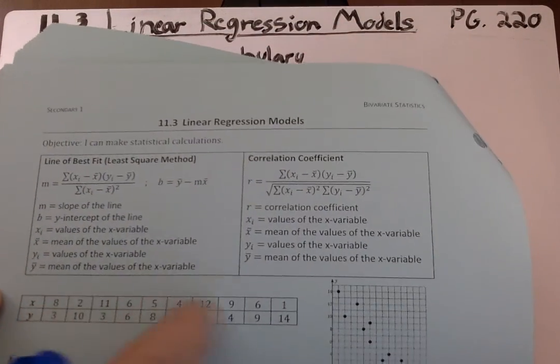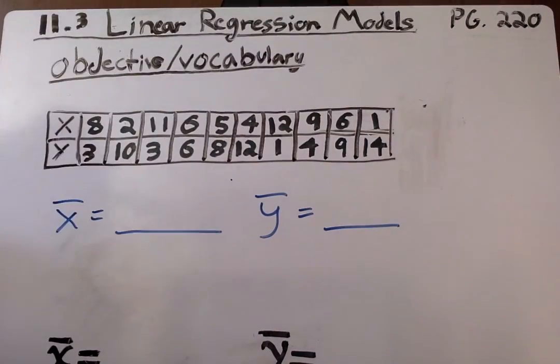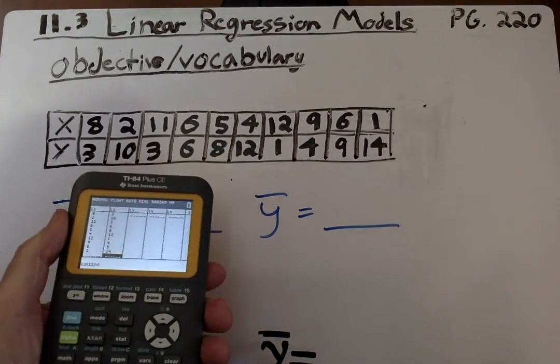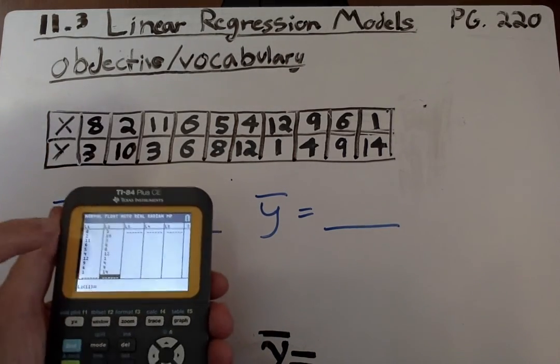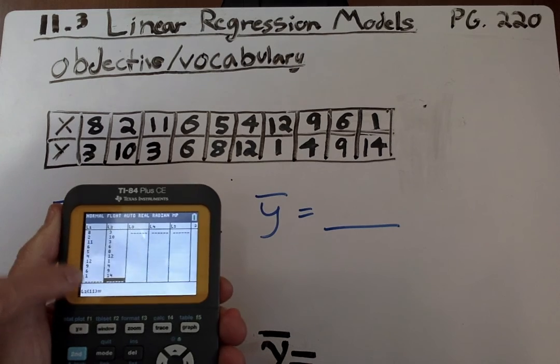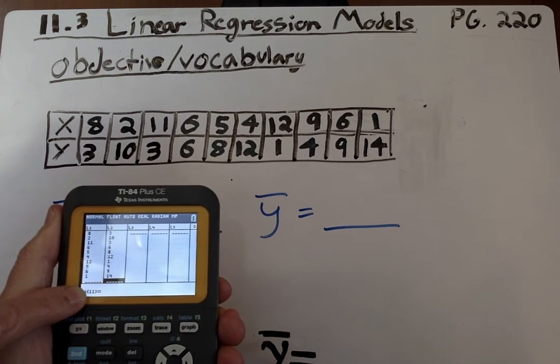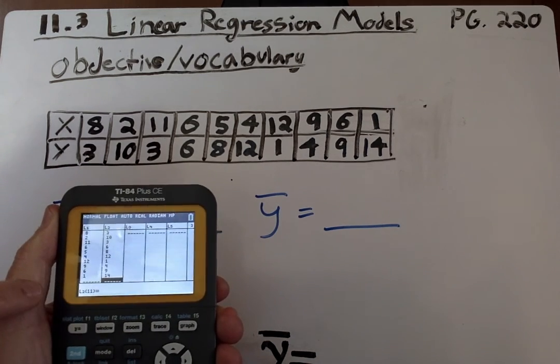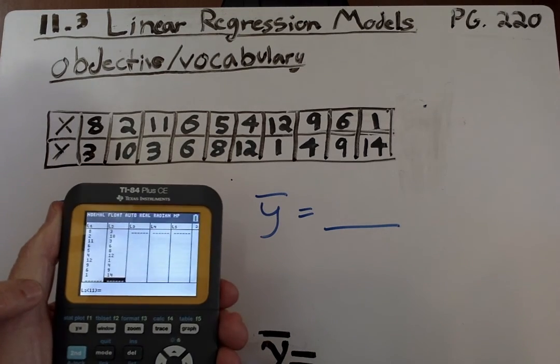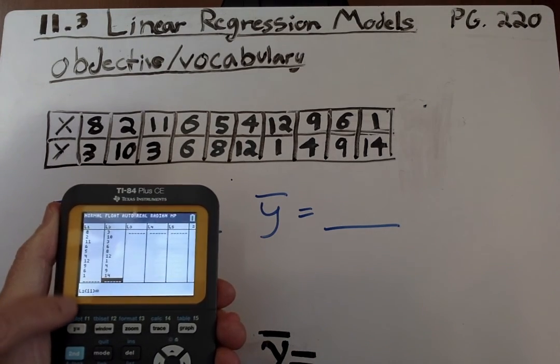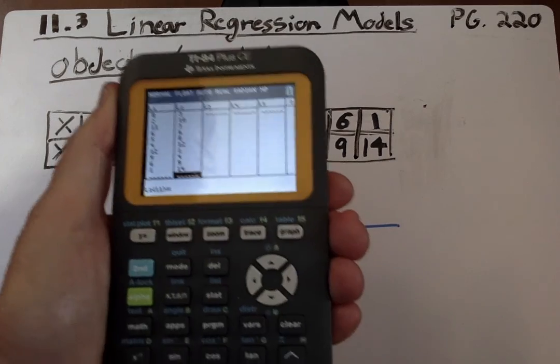First, we have a set of x and a set of y. Now, the first thing we need to do, you'll see also the graph to the right. The first thing you want to do is put your values in for x and values in for y. So on L1, I went ahead and put the values in for x. On L2, I have the values in for y. And the first thing you need to do is find the mean of each one. Do you remember how to do that?